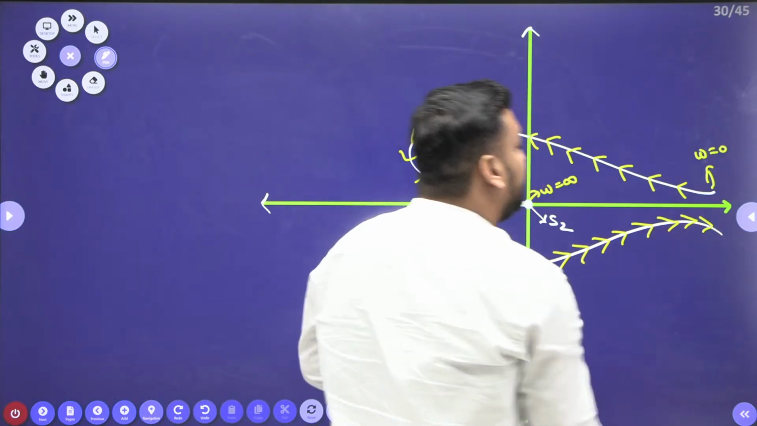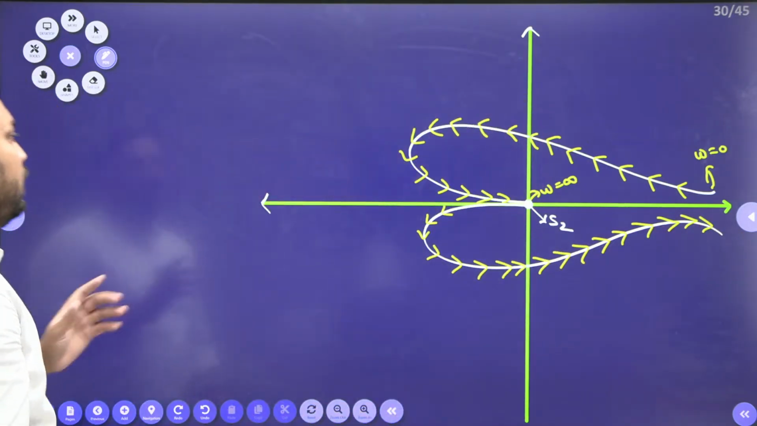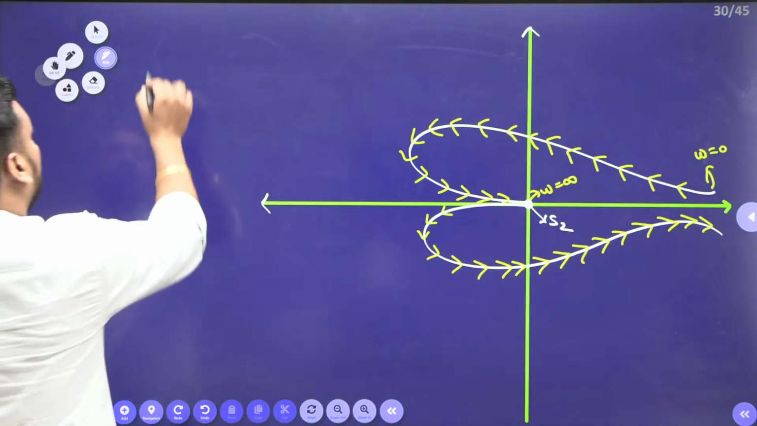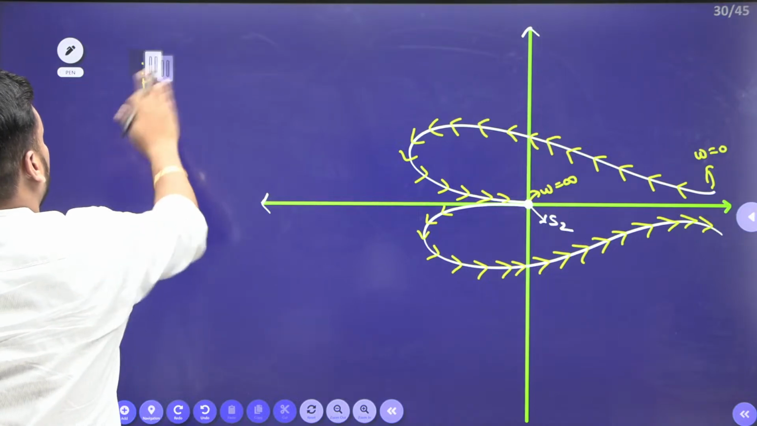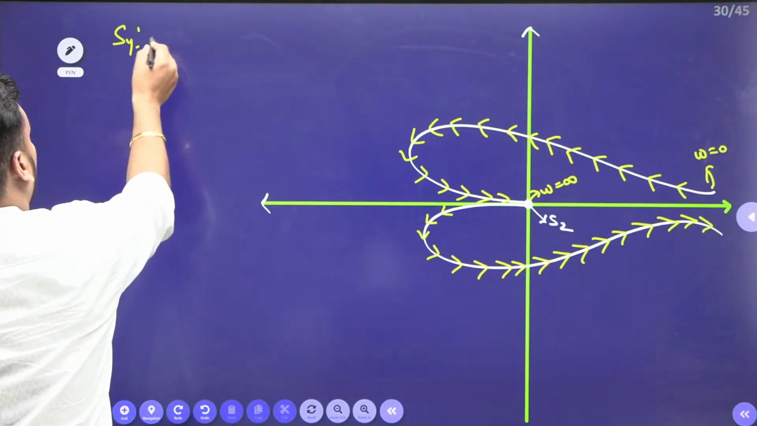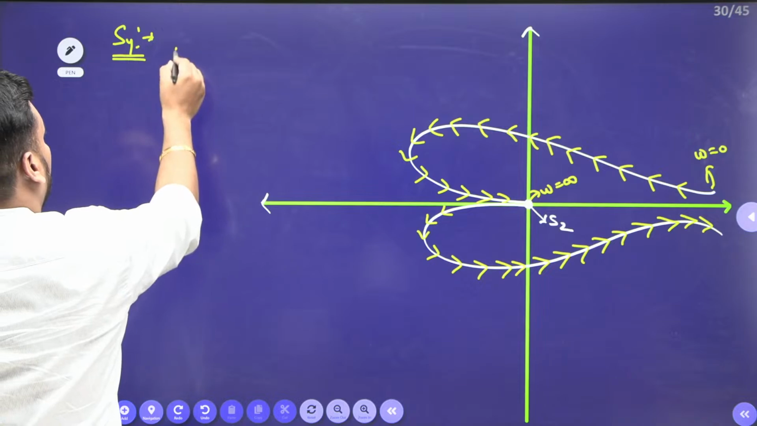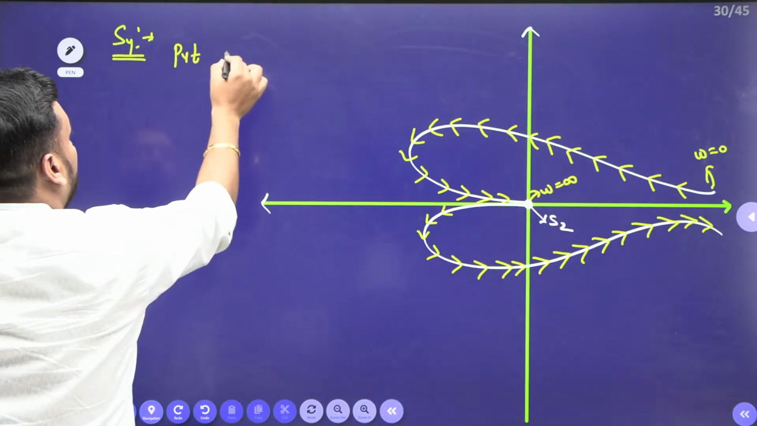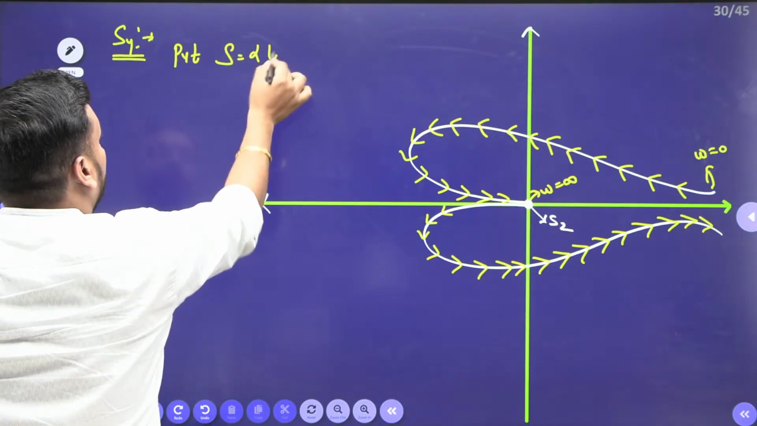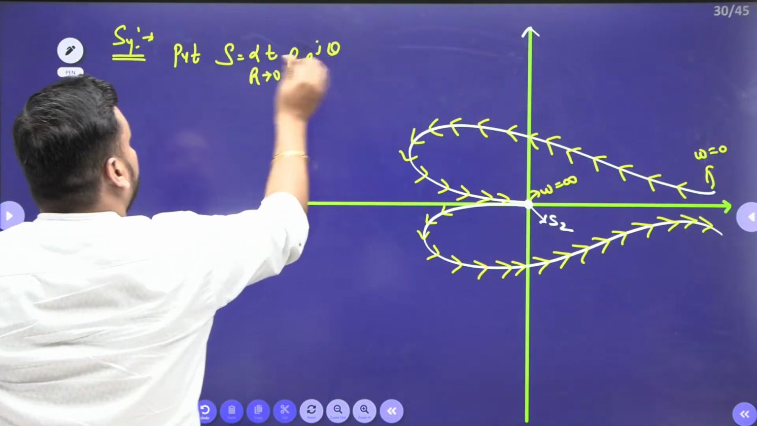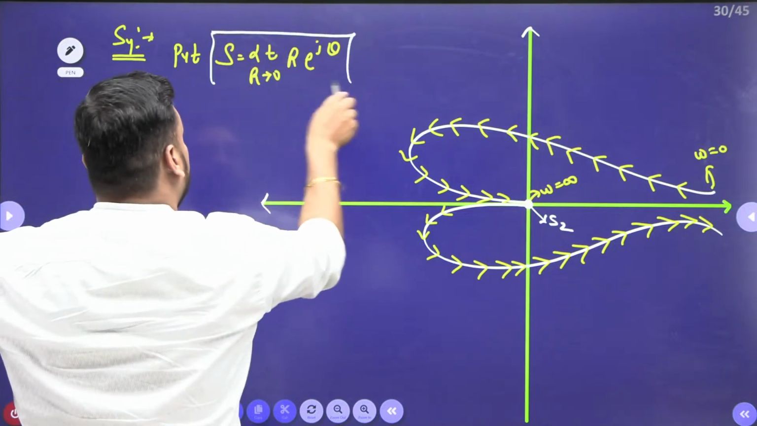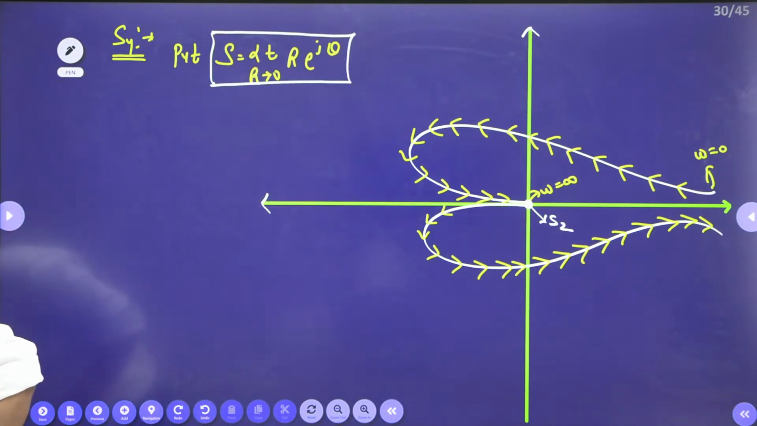Now tell me guys, where is S4? To find S4, we have to do step four here. S2 is origin, S3 is inverse polar plot. To find S4 now, what we have to put? We have to put S equal to limit R tends to 0, R e to the power j theta. Is it clear, bachcho? Yes.